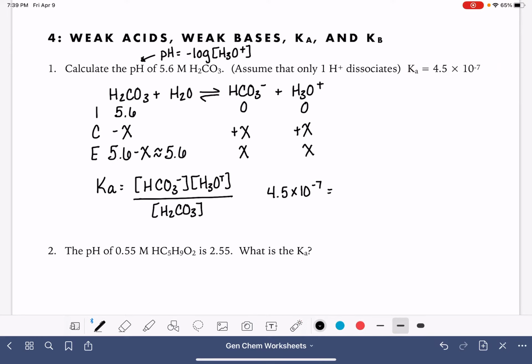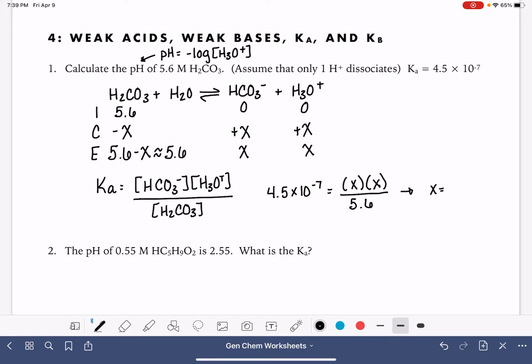Our term for HCO3 minus is X. That's coming off the ice table. Our term for H3O plus is X, also coming off the ice table. And H2CO3 is 5.6. So now we're just going to do some algebra. 4.5 times 10 to the minus 7 times 5.6. And then I'm going to take the square root of that number to give me the value of X.